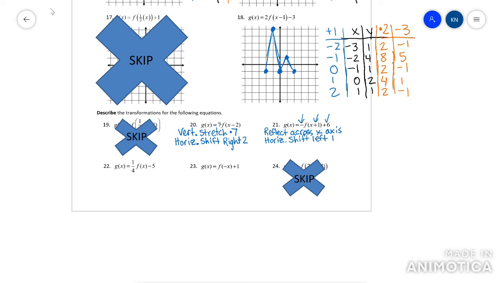And then the last one would be this +6. It's outside, so it automatically has to be vertical. It's a plus or a minus, so it's automatically a shift. And since it's outside, you do what it says, and adding 6 vertically would be going up 6.